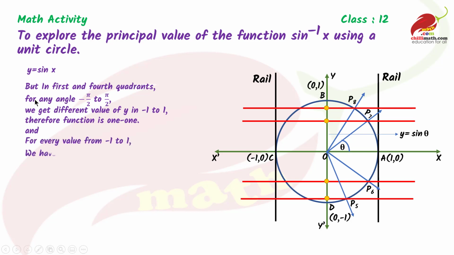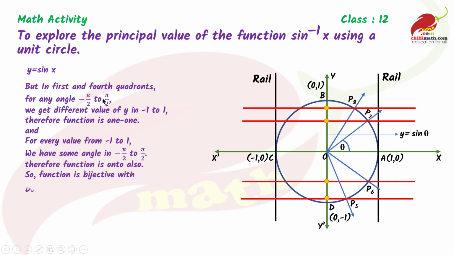Same is written here. In the first and fourth quadrants, for any angle from minus pi by 2 to pi by 2, we get different values of y from minus 1 to 1, because y will go from minus 1 to 1. Therefore this function is one-one in the fourth and first quadrant. Also, if we take any value from minus 1 to 1, anywhere, then we'll get some angle theta which will lie between minus pi by 2 and pi by 2. So therefore it is onto also.